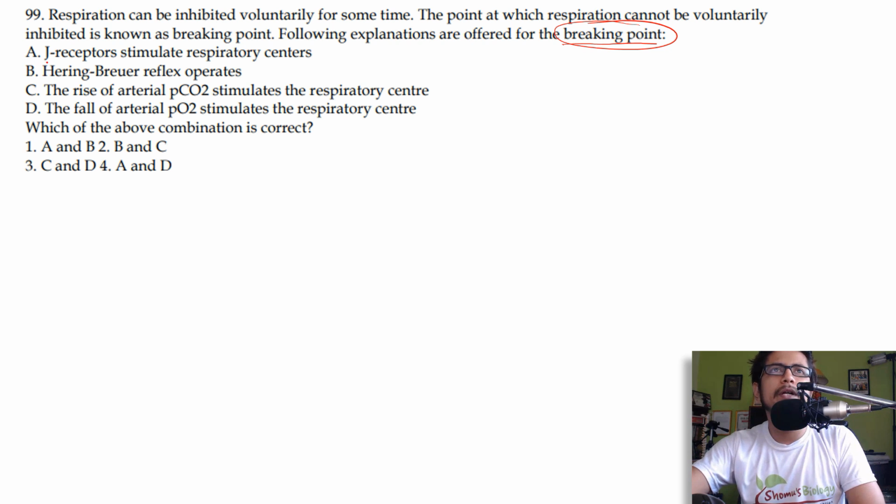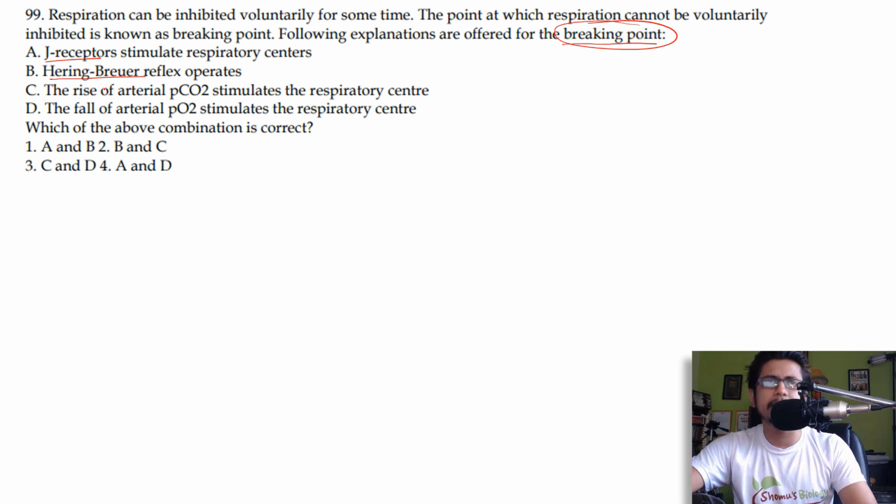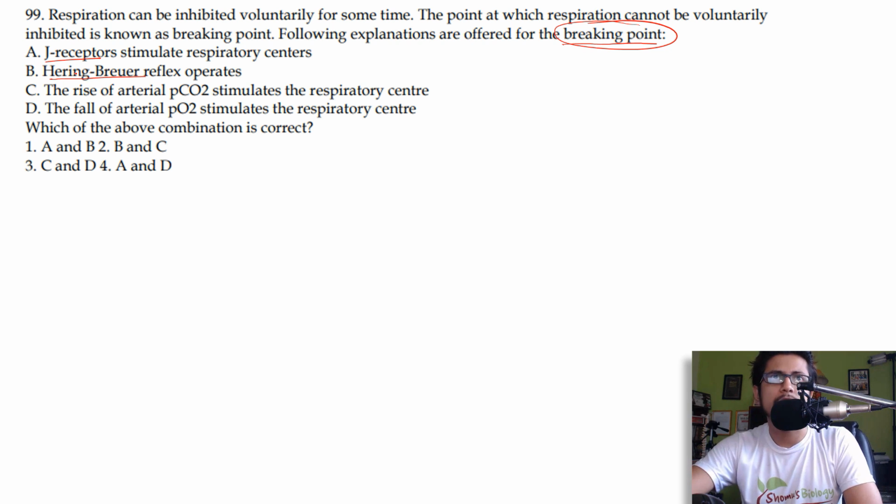For example, if you read these statements, J receptor is one term, and there are terms like Herring-Breuer reflex. These are new terms. Most of the time, for a biology student this is a new term if you are not from a human physiology background. If you are from a human physiology MSc or BSc background, then you have probably heard these terms, but most students have not. So in these cases the question is better left, but I'll explain it.